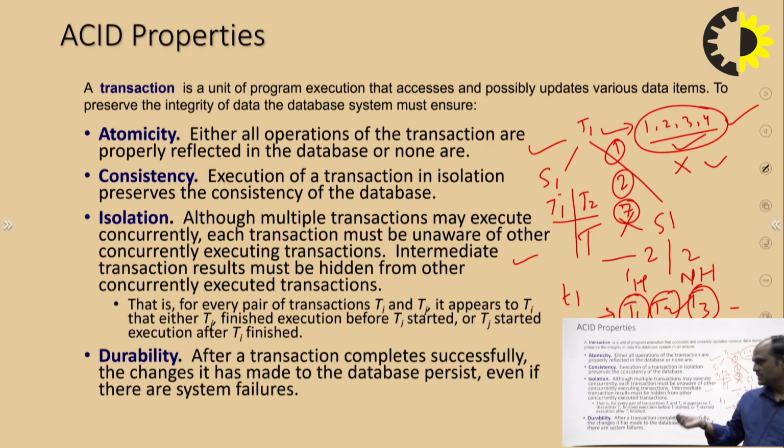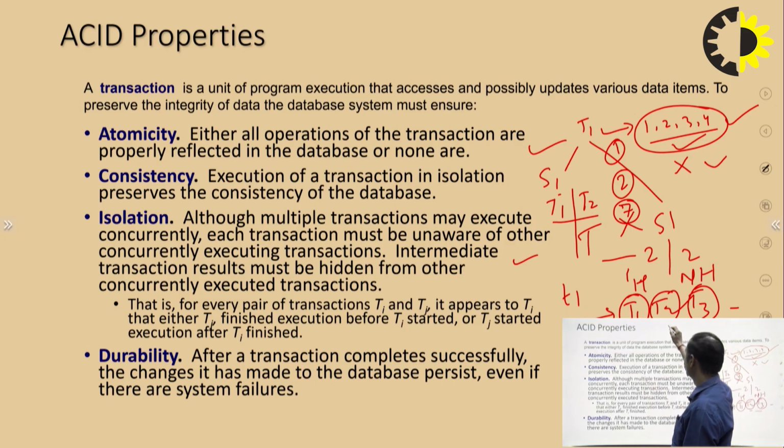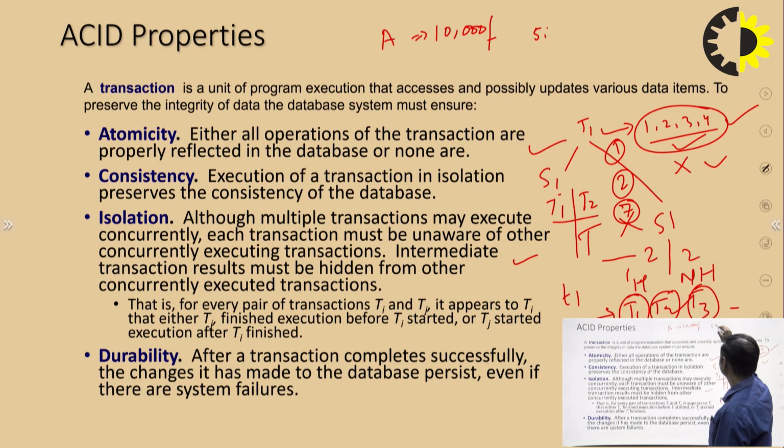And the last property, these three properties I have discussed. The last property is durability. What do you mean by durability? Durability means that once a transaction completes successfully, the changes it has made to the database persist even if there is a system failure. Suppose we take the example of a bank. Suppose I have an account in PNB bank and I withdraw some money from my account. Suppose I have account A with a value of 10,000 at 5:30 p.m.